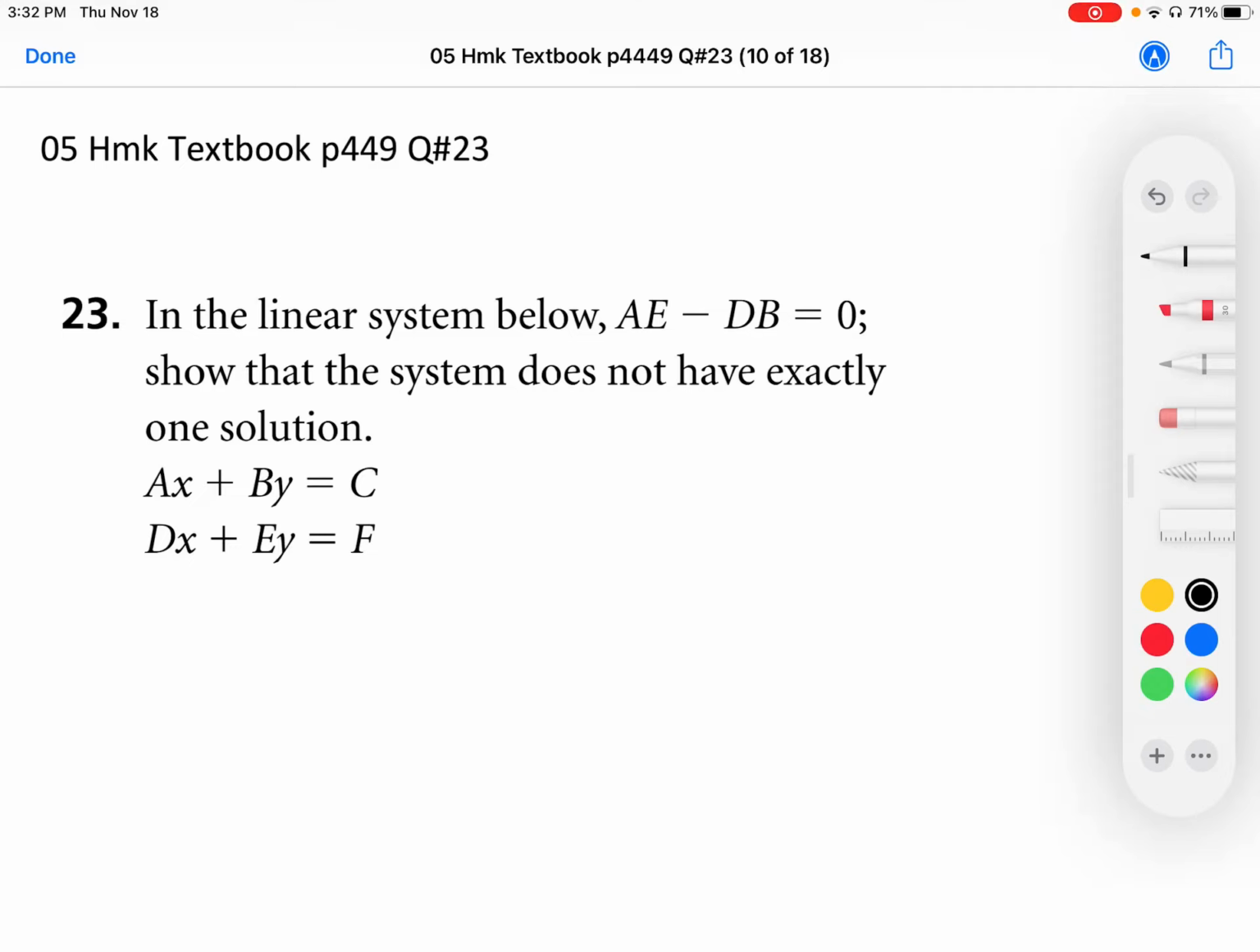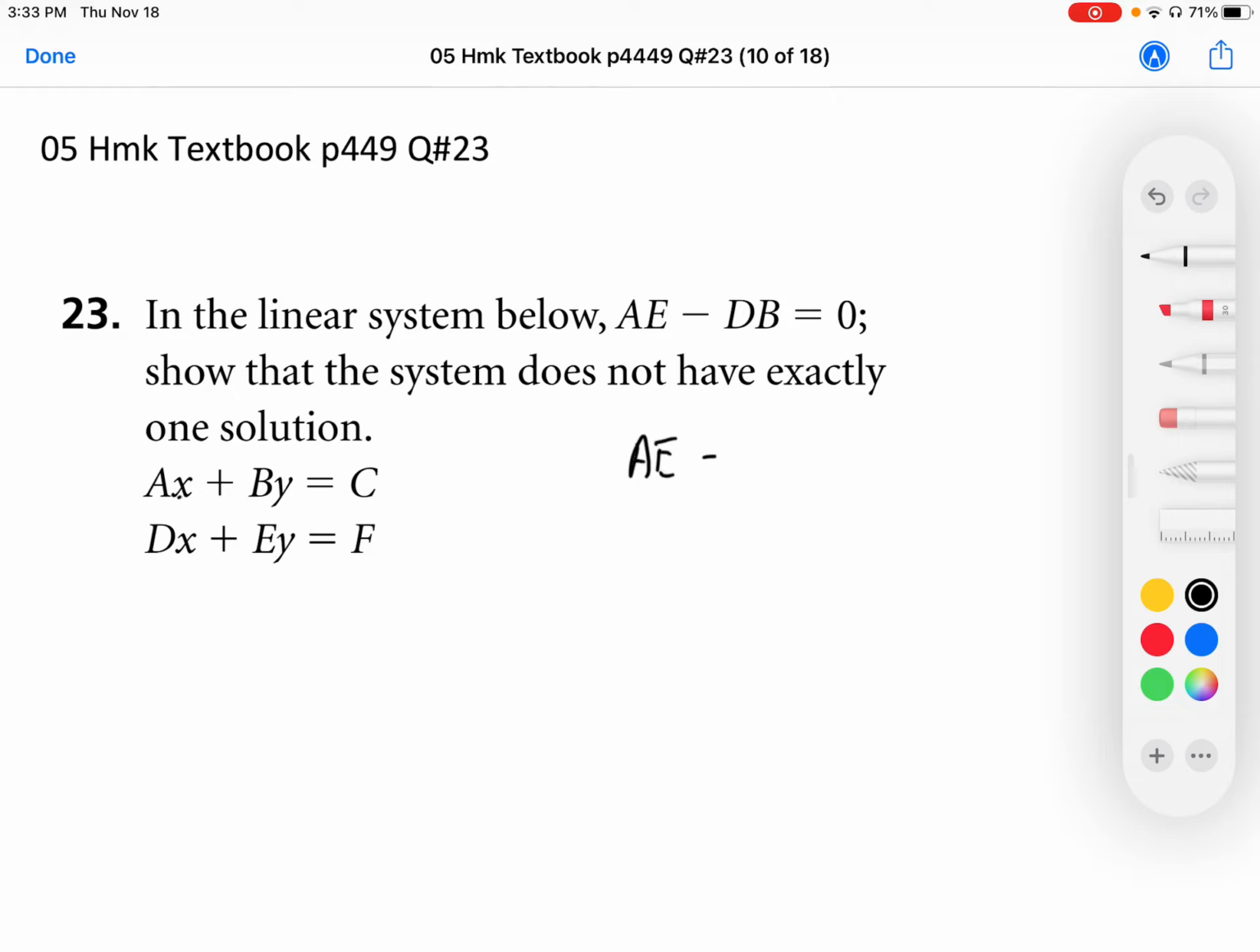So it says here, in the linear system below, AE minus DB equals 0. Show that the system does not have exactly one solution. For something to have exactly one solution, the slopes of these two lines must be different. Or in other words, the A to B ratio is different than the D to E ratio. So if they are the same, the ratio is the same, they cannot have one solution. That's what we're going to show.